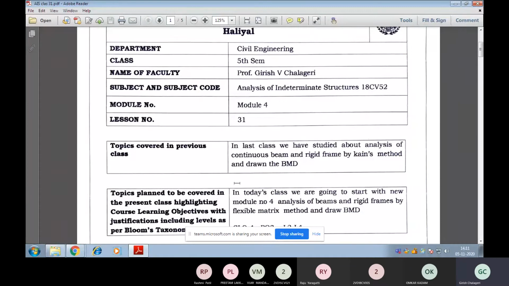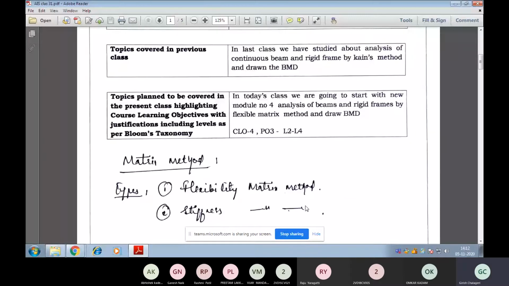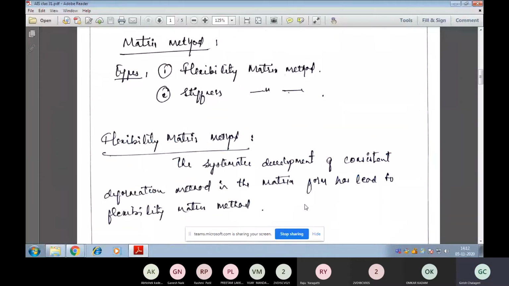In the previous class, we studied the third model, that is Kani's method, in which we analyzed both continuous beams as well as rigid frames, and we drew the bending moment diagram. In today's class also, we are going to do the same thing with a new model, that is the matrix method. The same continuous beams and rigid frames are analyzed here, but with a different method. Finally, the result will be the same as what we came to know from the previous methods. So let us start with the new model, that is the matrix method.